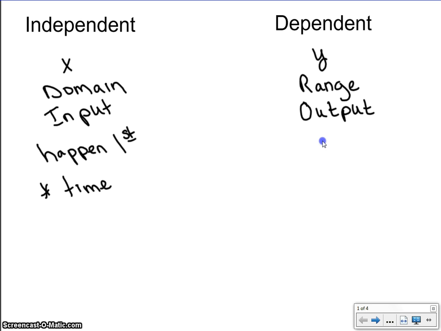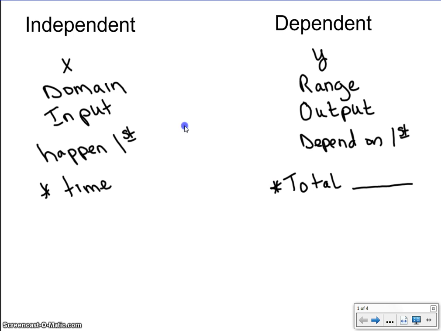The dependent values depend on what happened first. Usually it's a total. If you're looking at a situation, it's usually a total amount. All right, so remembering that your independent values are your input and your dependent values are your output, we talked today about functions.